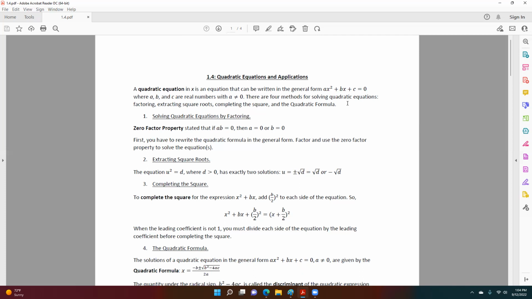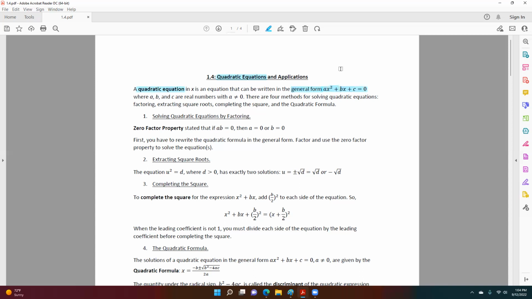In 1.4, we will do quadratic equations and their applications. Quadratic equations are written in the form of ax squared plus bx plus c equals 0. This is what we call the general form.